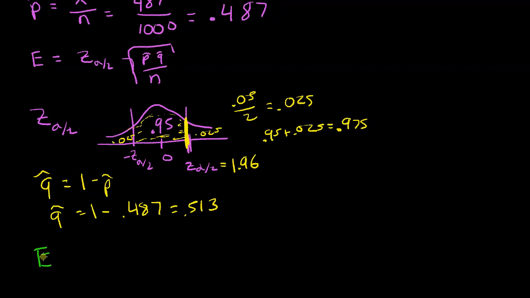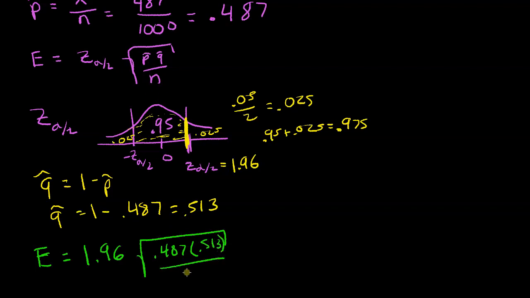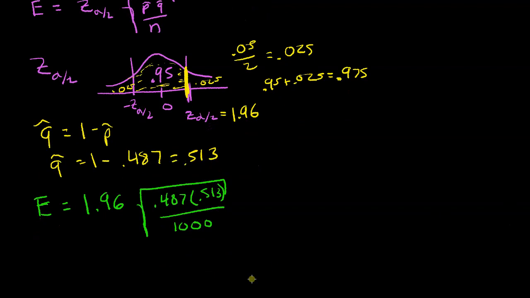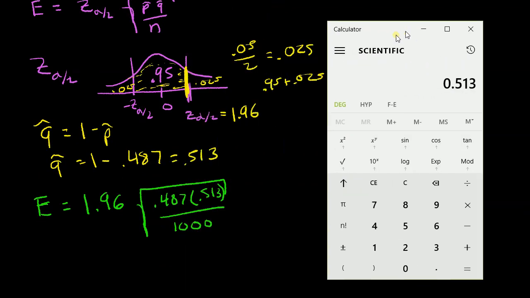So let's go ahead and calculate that. E is going to equal, first I start with Z alpha divided by 2, the critical value, which is 1.96, times the square root of 0.487, that's what P hat is, times Q hat, which is 0.513, divided by N, which is 1,000. We sampled 1,000 people. Let's pull out our calculator again and calculate this.